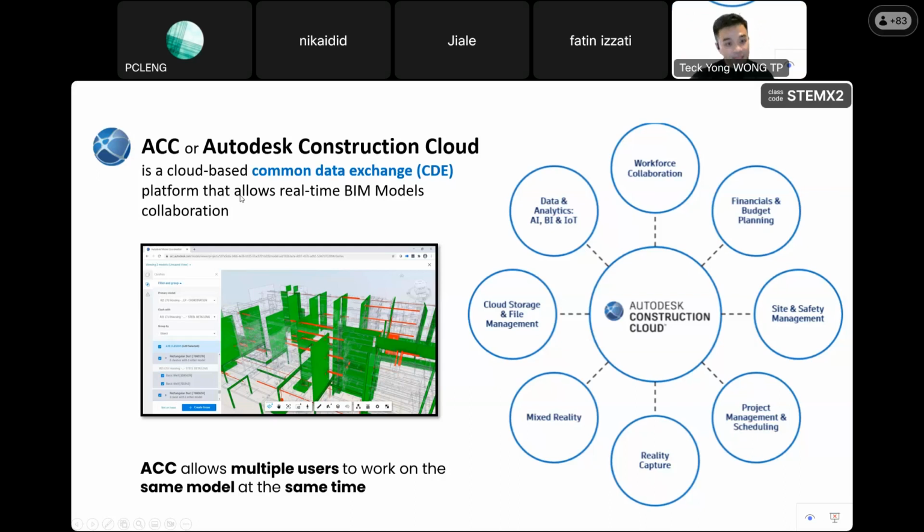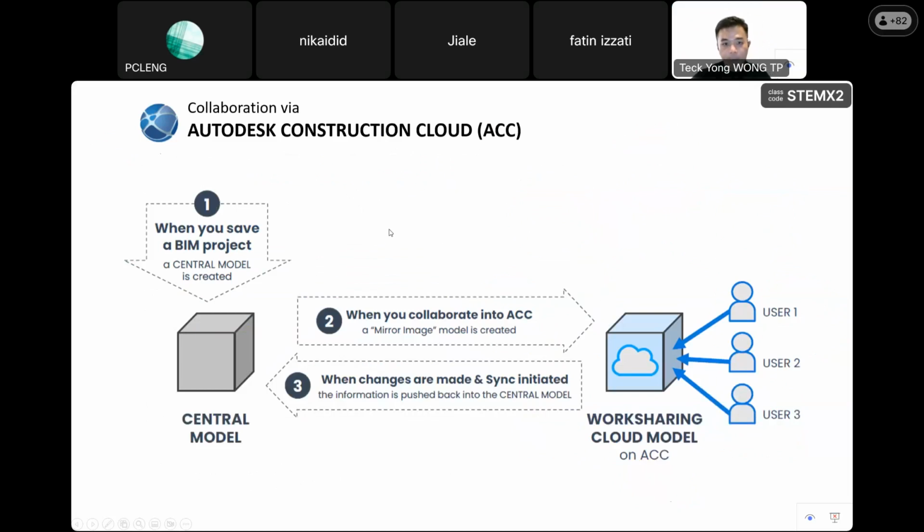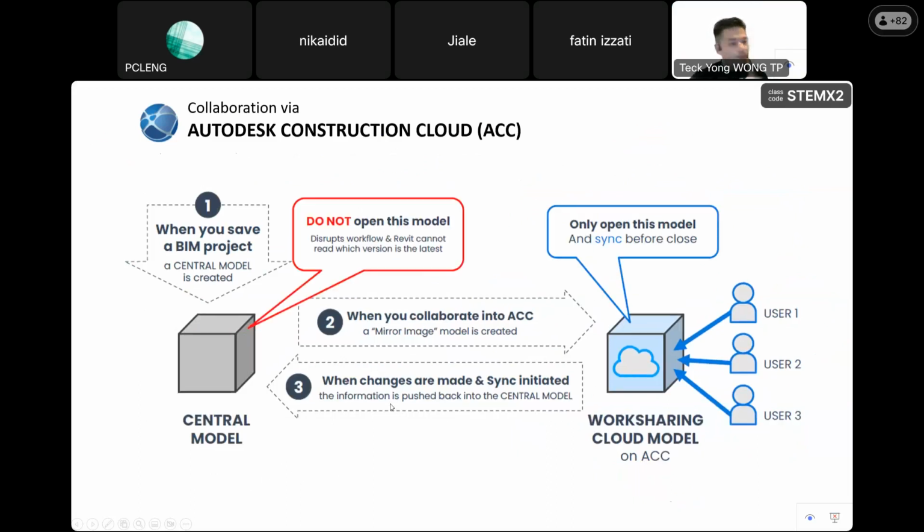So the thing is real time, not real life, real time. The models collaborate, and anything that I change, everyone can see. Multiple users at the same time. One of the best things I like about this new ACC is the model. Maybe you all haven't, I'm not sure where you all are now. So the central model and the local model, that means the model that you share in the system, everyone is working on. In this ACC, what they do is they don't use this.